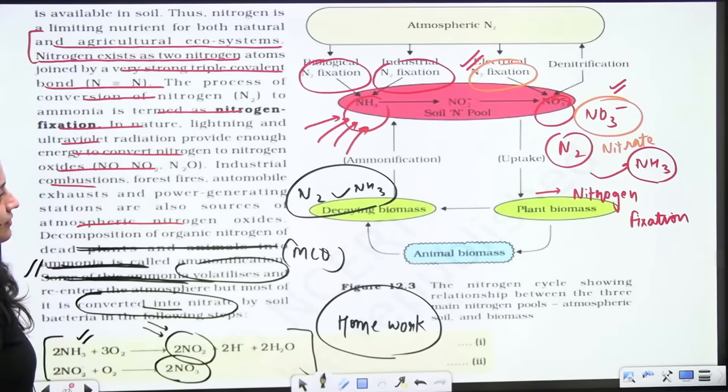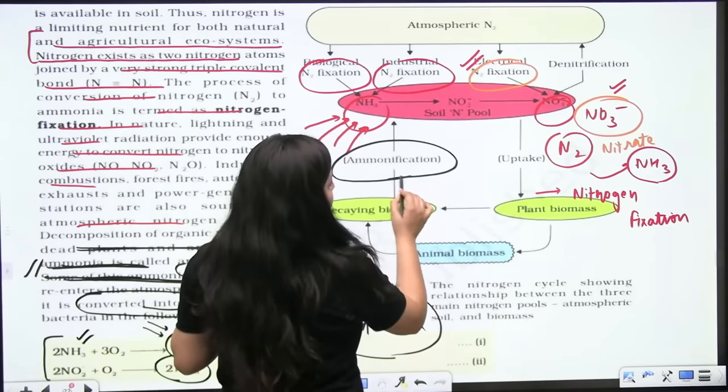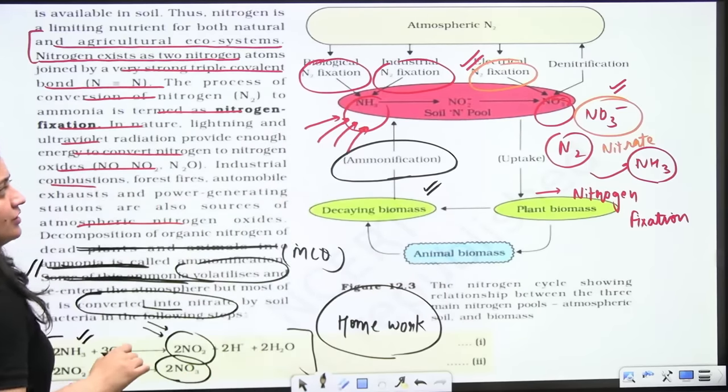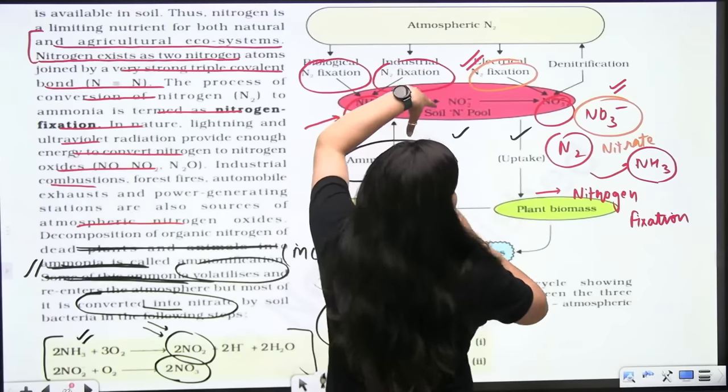Decaying biomass of plants and animals is going to form ammonia. That is ammonification. Again, that ammonia will come into the soil pool. Firstly nitrite, then nitrate.